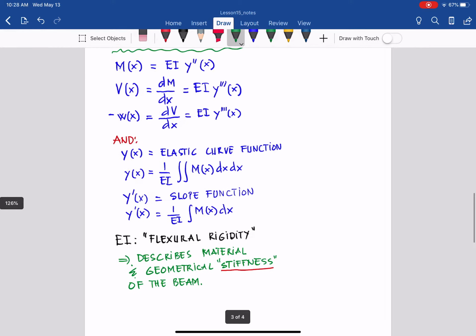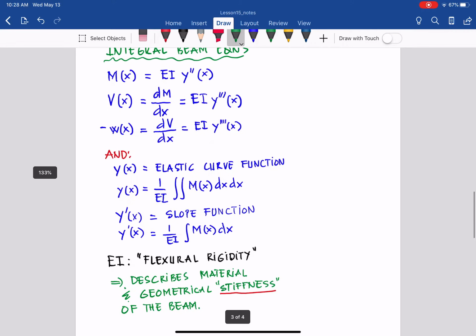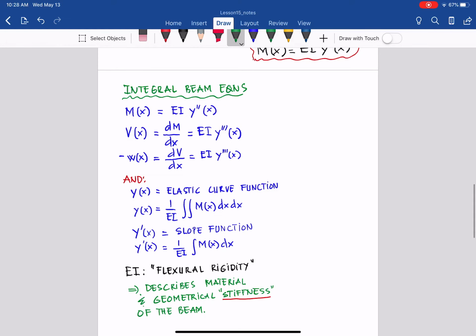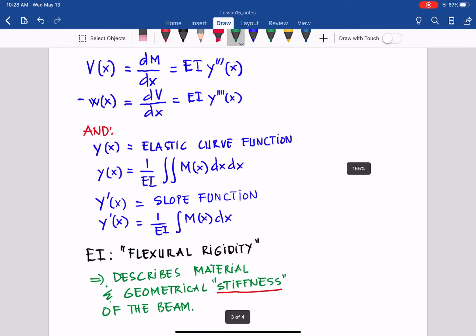So that's done for the elastic curve function. We go ahead to practice worksheet 15a, and then we go back to do the superposition, and then we go back to practice again.